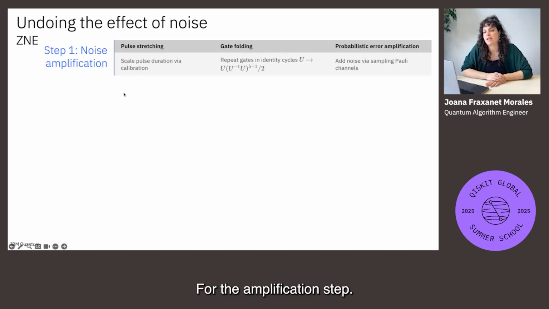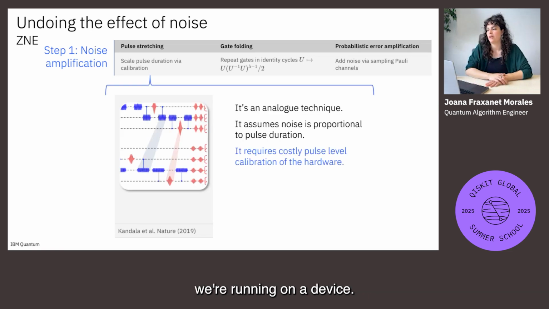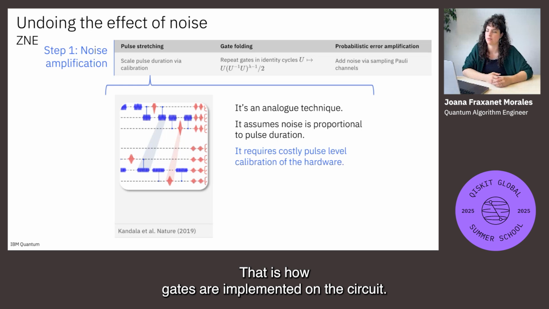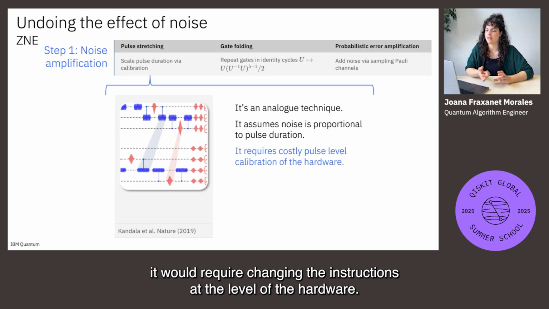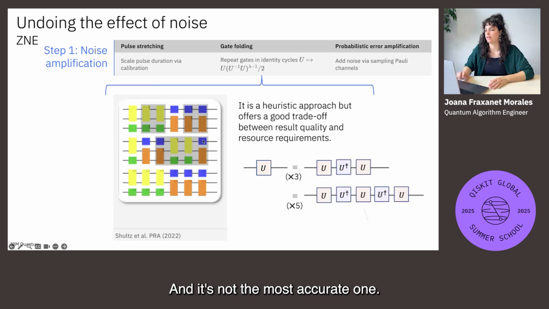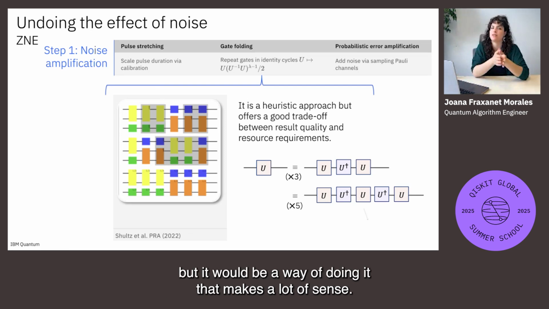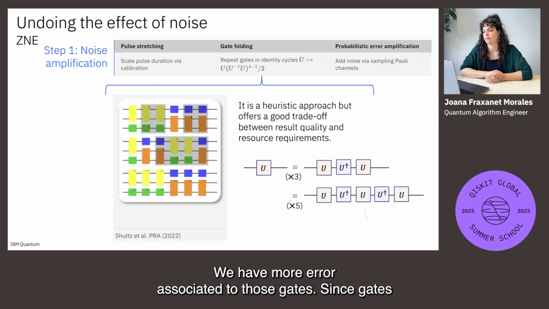For the amplification step, we have different options. So there are different ways of amplifying the noise of a circuit we're running on a device. One way is to assume that the noise is proportional to the duration of the pulses, that is how gates are implemented on the hardware. So this is kind of an analog technique, and it would require changing the instructions at the level of the hardware. This is a bit complicated, especially in the way that Qiskit is implemented now, and it's not the most accurate one. So this one is not available right now. But it would be a way of doing it that makes a lot of sense. Just making the gates act for longer times, we have more error associated to those gates.